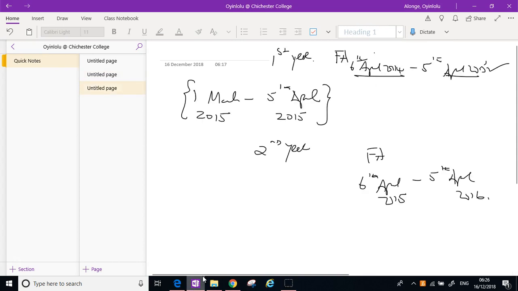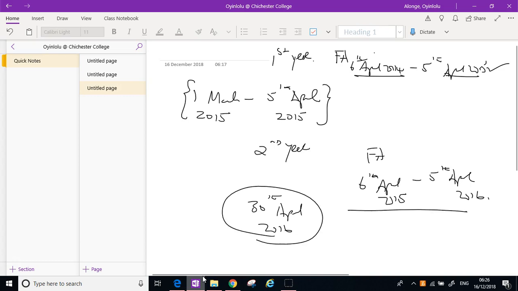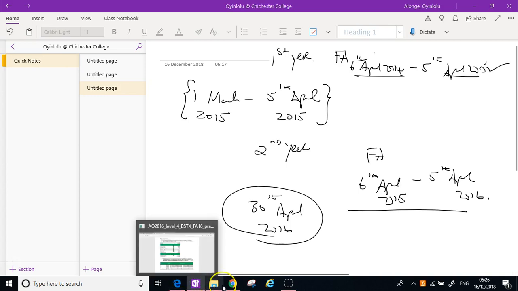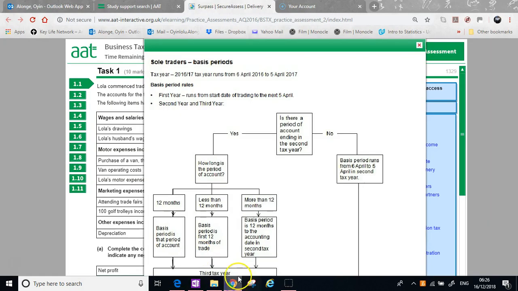So her period of account ends 30th of April 2016. Does this period of account end in this tax year? No, it doesn't. So what does it tell us to do? We're literally following the rules. It tells us if the period of account does not end in that tax year, then the basis period must run from the 6th of April to the 5th of April in the second tax year.